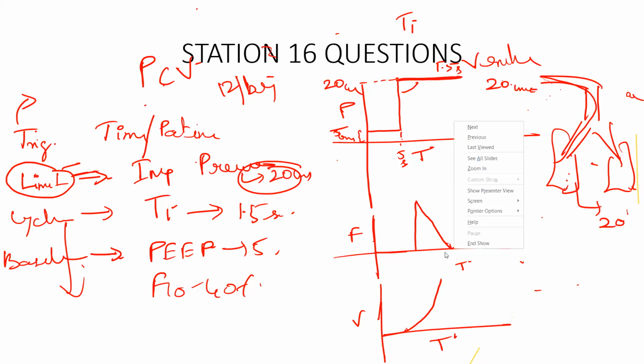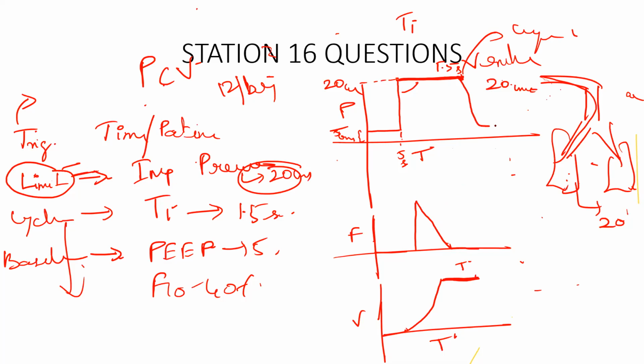Pressure is sustained until 1.5 seconds. So the volume inside the lung will be, depending upon the compliance, constant. It will be sustained. Okay. Now 1.5 seconds is over. So that is going to be the cycling. Now it is going to go for expiration.